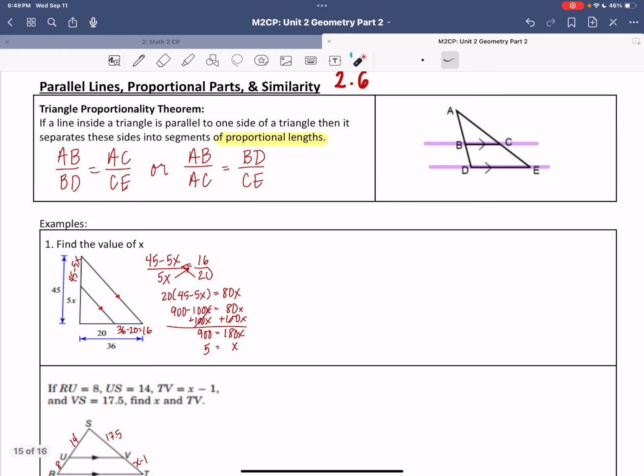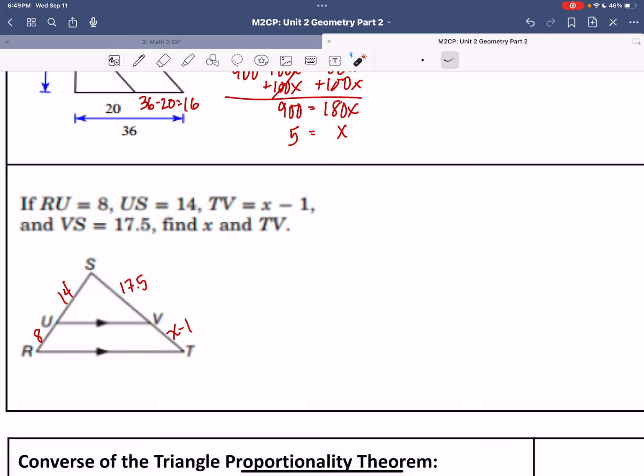Now on this next one, I set up the parts for you. How you set it up is up to you. If you want to do side to side, you could do this over that, or you can go this over that. However you want to do it, I did it this way, where 14 over 8 equals 17.5 over x minus 1. So you're going to do two things. You're going to find x first. Then once you find x, you need to find this segment by plugging x into here. So go ahead and find that one.